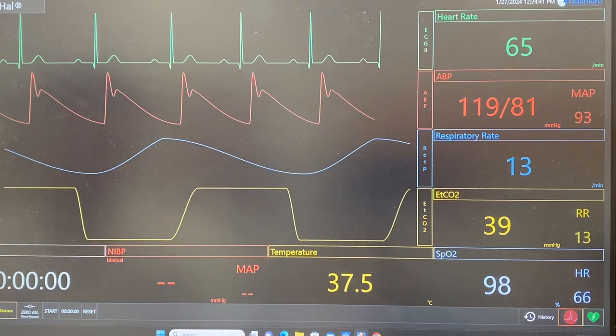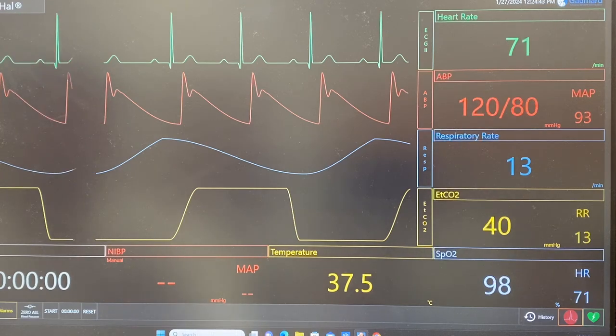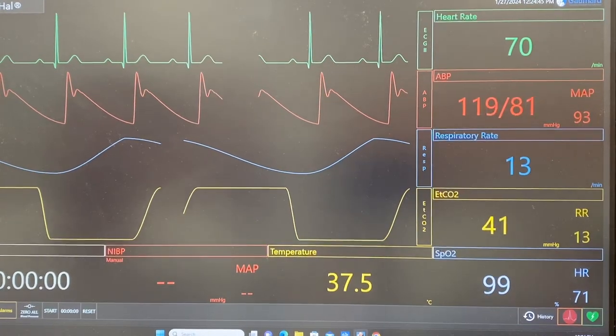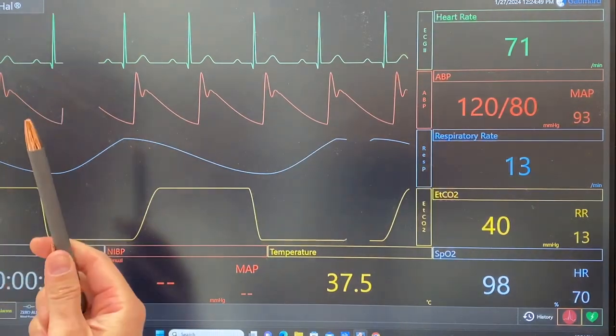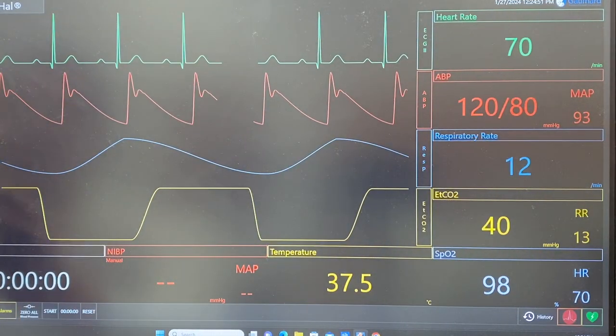Okay, so let's start with a telly, because if the telly was normal, there's really no need to do a 12-lead EKG, right? So we can eyeball off of the telly. Okay, we have a P wave.